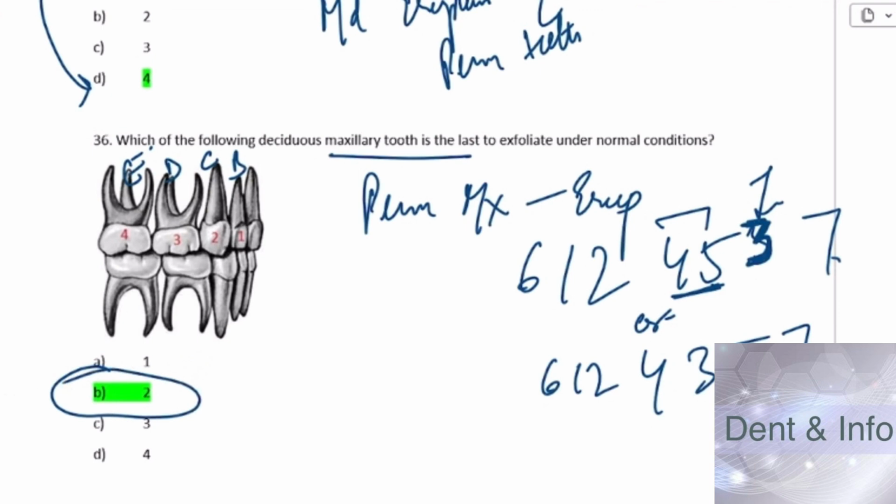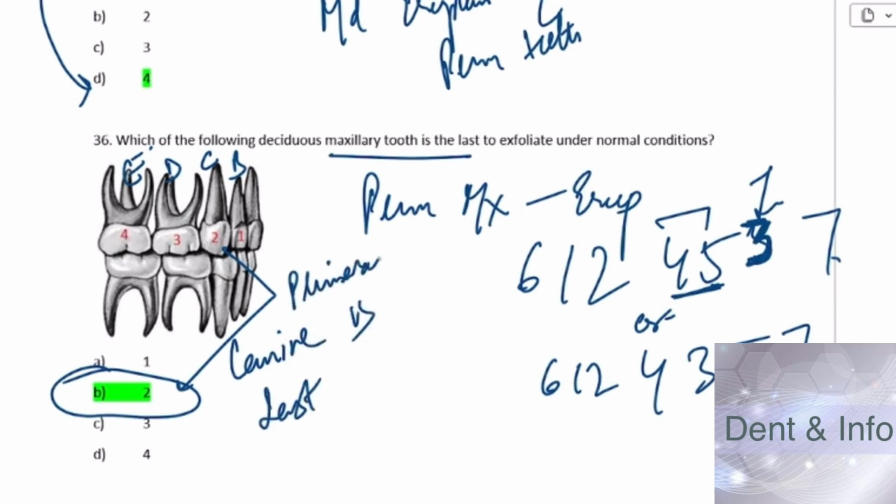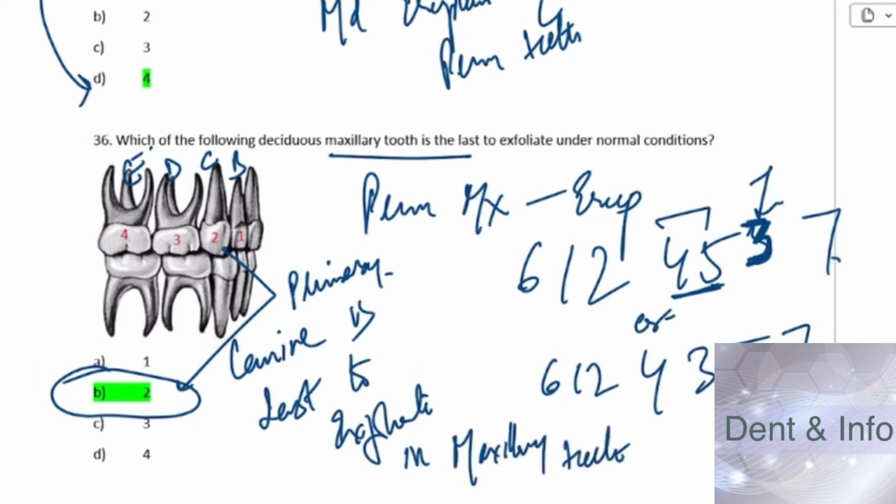Number 2 is canine. So canine is last. I'll use the word primary. Primary canine tooth is last to exfoliate in maxillary teeth. Not for mandibular. In mandibular it was second molar. In maxilla it is canine. Remember this. In permanent teeth also, the last tooth to be lost is often canine because of its good anchorage, self-cleansing property, and convex surface. Yes, you are absolutely correct.